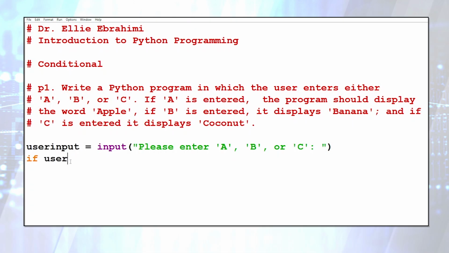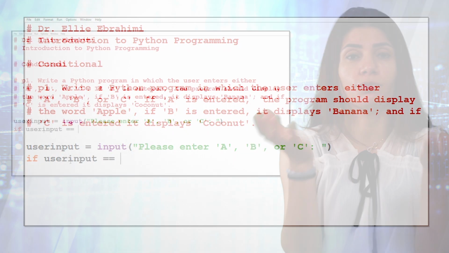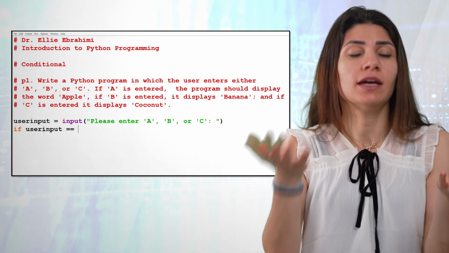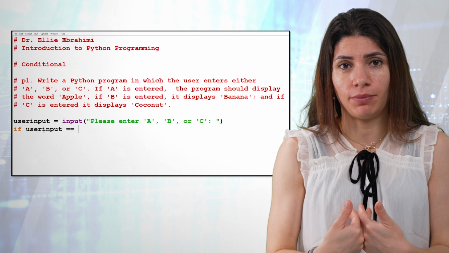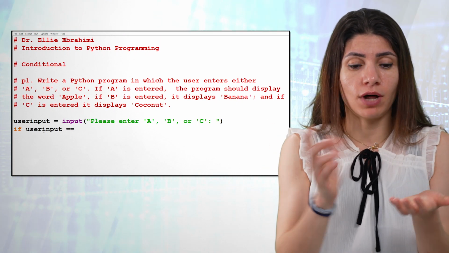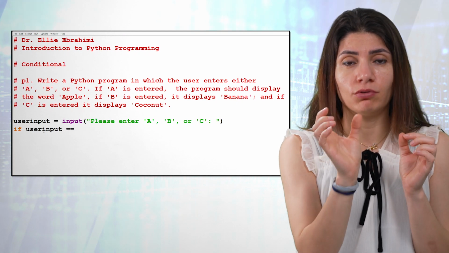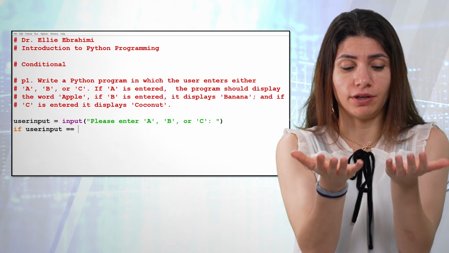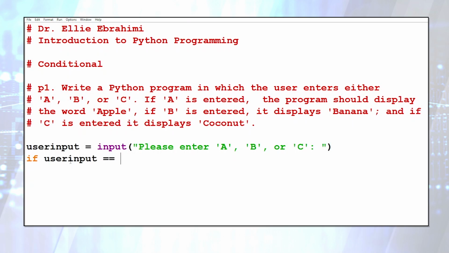So if this user input is, we are going to compare them. We are going to look for equality. We want to see if the user input is exactly A. If it's A, then I want to print apple. If it's anything else, I don't want to print apple. So I'm looking for equality. That is why I'm using a double equal sign, to see if they are equal to each other, if they are exactly the same thing. One common problem students have is they put A here, and then they say print, and then we are printing apple.